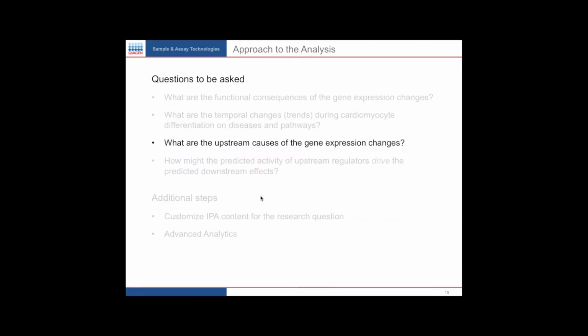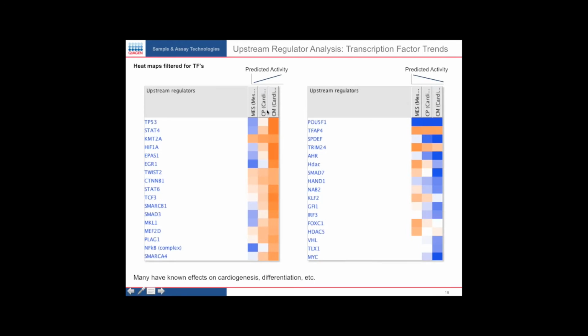But what's happening upstream? So you can do the same kind of analysis, upstream regulators, and do the trending. And this is actually filtered for transcription factors. Like I said, you can look at lots of different kinds of upstream molecules like microRNAs and kinases and all kinds of molecules. But this is filtered for transcription factors and set to look for things that are increasing over the differentiation course or decreasing in predicted activity. And you see lots of upstream molecules that are transcription factors, I should say, that have effects on cardiogenesis, differentiation.